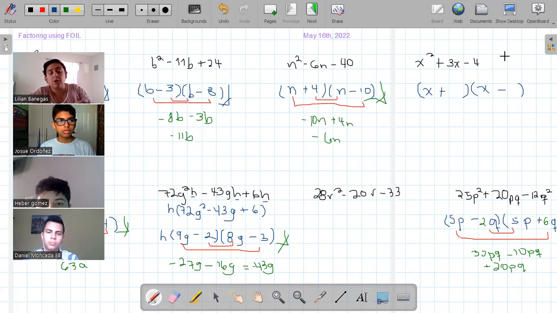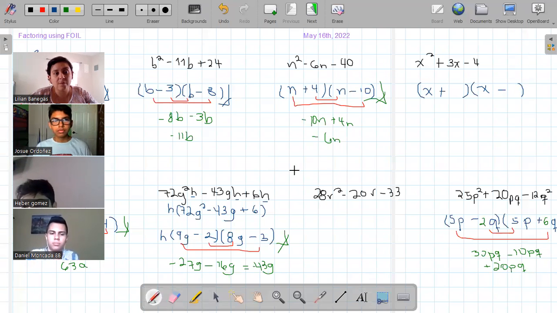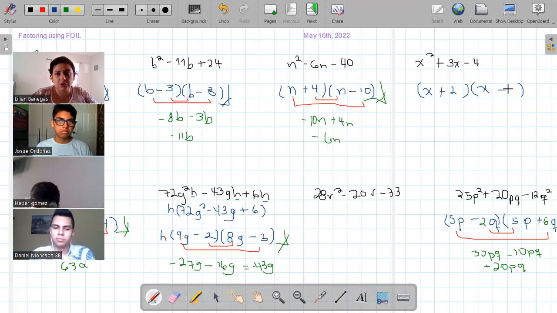And now I'm going to look for a number that multiplied by another will give me 4. What number multiplied by another gives me 4? 2 and 2? Okay, let's try 2 and 2. Now look at that. We got x plus 2 and x minus 2. If I multiply this, will I get this trinomial? All right, that's a difference of squares.